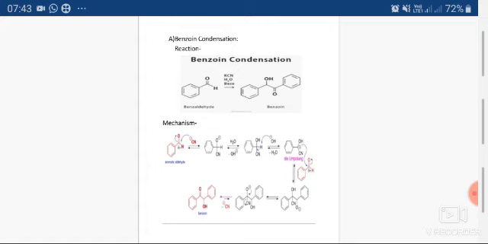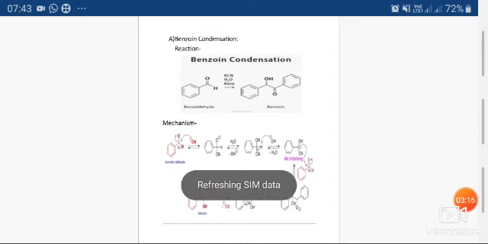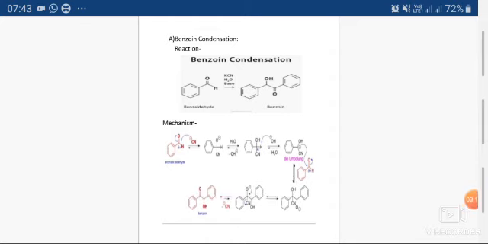In the mechanism, the potassium cyanide undergoes dissociation to form K plus and CN minus ion. This CN minus ion now will attack on the carbonyl carbon of the benzaldehyde, and there is formation of an oxyanion. The oxyanion now abstracts a proton from the adjacent carbon, and there is formation of a carbanion.